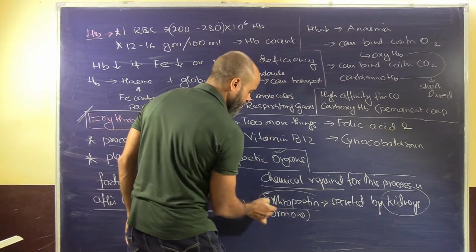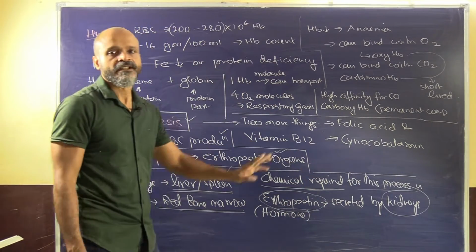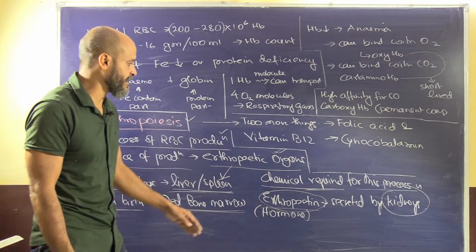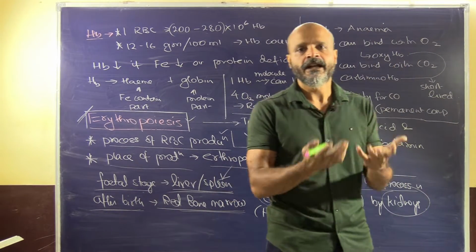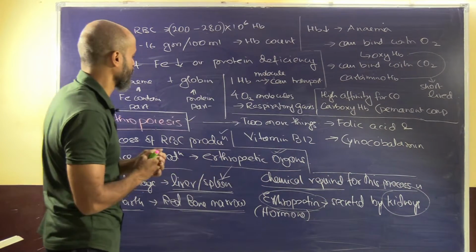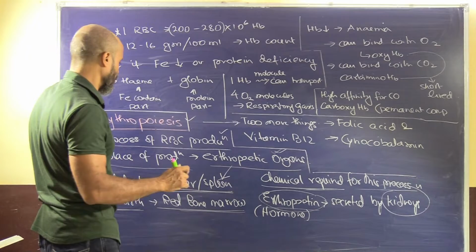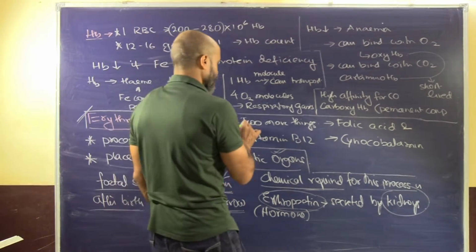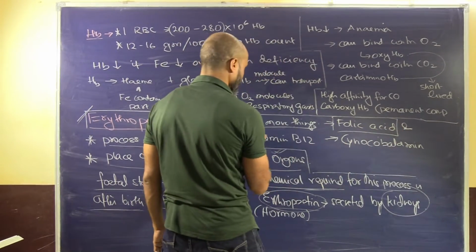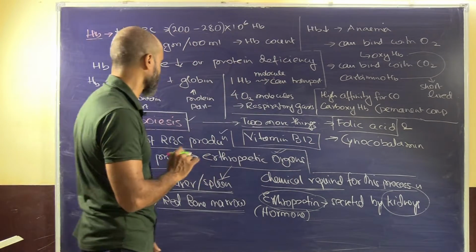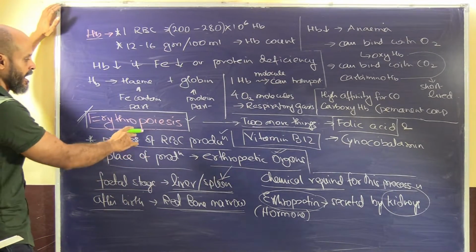This erythropoietin is basically a hormone which is specially secreted by the kidneys, and this process of production is known as erythropoiesis, and what is produced is erythrocytes. Two more things which are required are folic acid and vitamin B12. So all these are basically required for erythropoiesis.